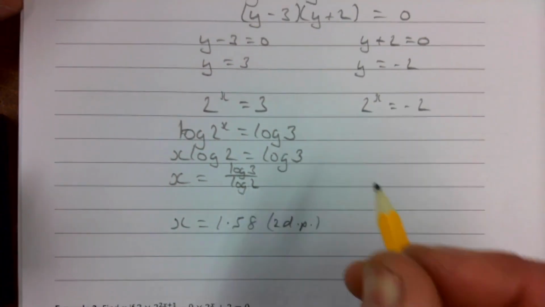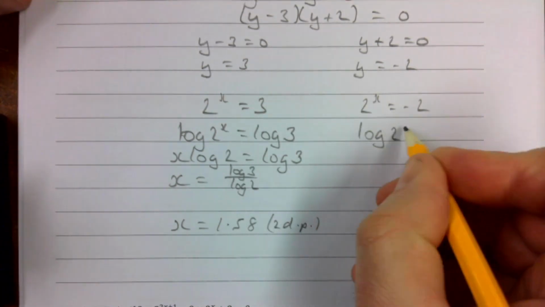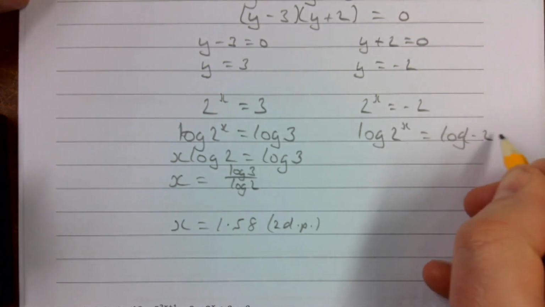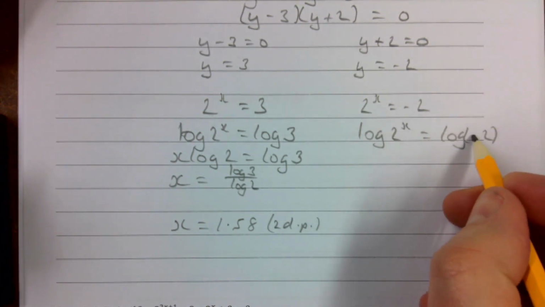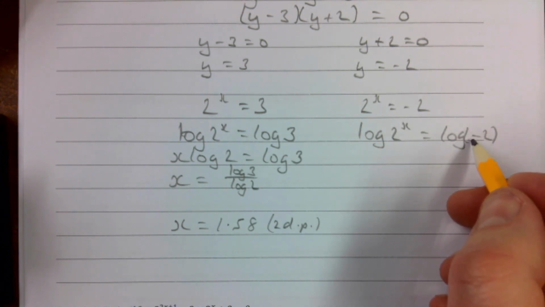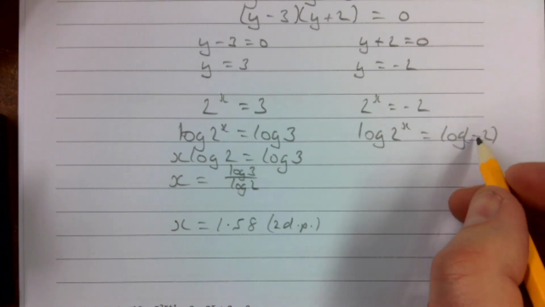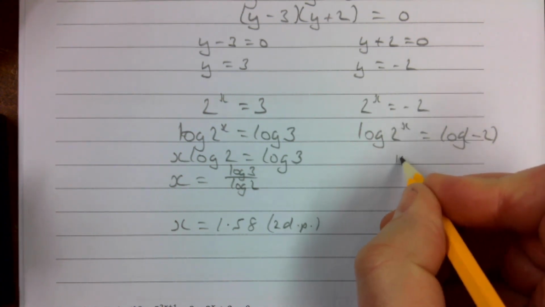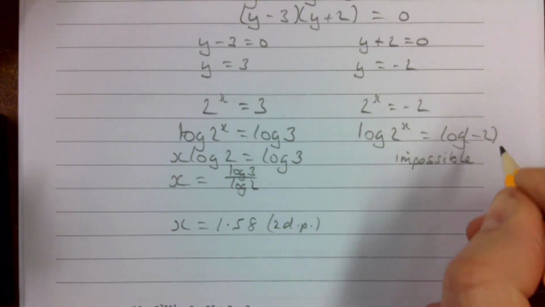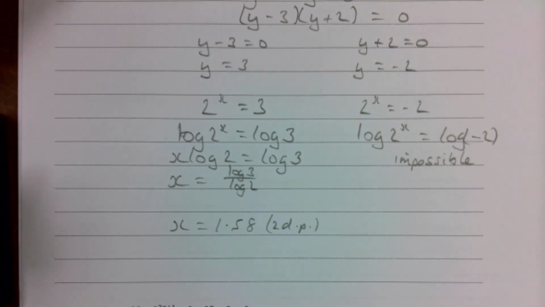Let's look at our other solution then. So again, logs of both sides. Log 2 to the x is log of minus 2. And if you try that in your calculator, it's not going to work. You can't find the log of a negative number. You can't put something to some power and then get a negative. So that one then is going to be impossible. So for this one, we have only one solution, and our answer then is x equals 1.58.